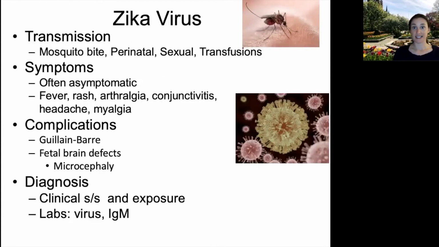Another virus is the Zika virus. This is transmitted through mosquito bites, could be perinatal, sexual, or through transfusions. Symptoms are often asymptomatic. It includes fever, rash, arthralgia, conjunctivitis, headaches, and myalgia.